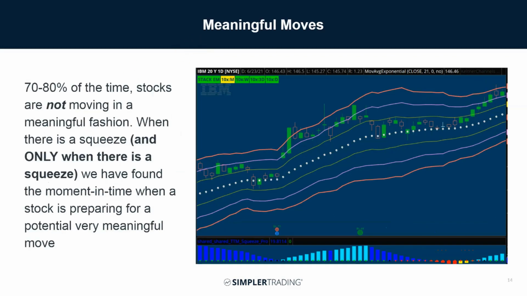And the power of the squeeze, it's going to help us identify that moment in time when a stock is gearing up to make a meaningful move. Truth of the matter is, a good 70-80% of the time, stocks aren't making a meaningful move. They're just kind of blindly, endlessly chopping back and forth. So when there's a squeeze, and only when there's a squeeze, then we have found that moment in time when the stock is preparing for a potentially meaningful move.